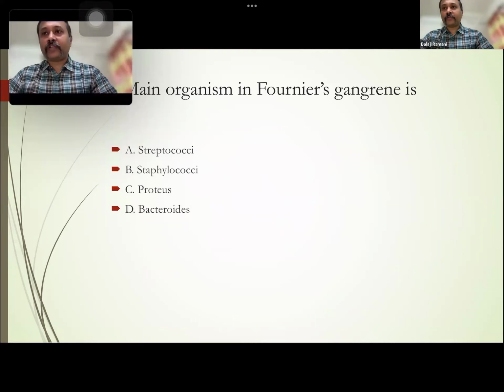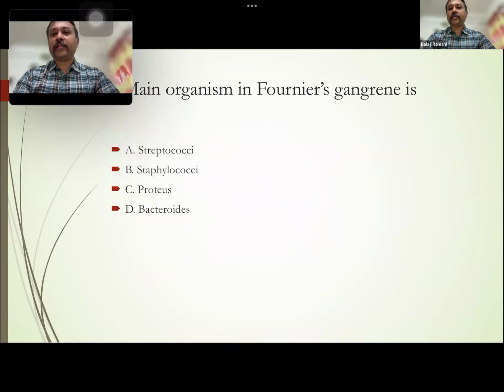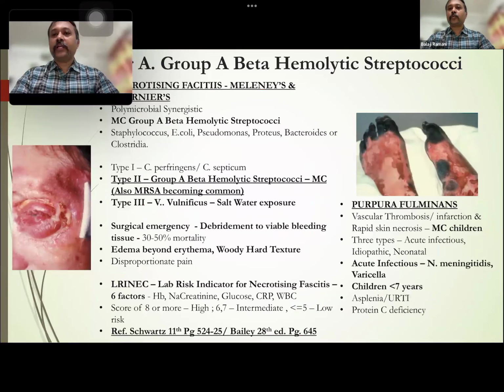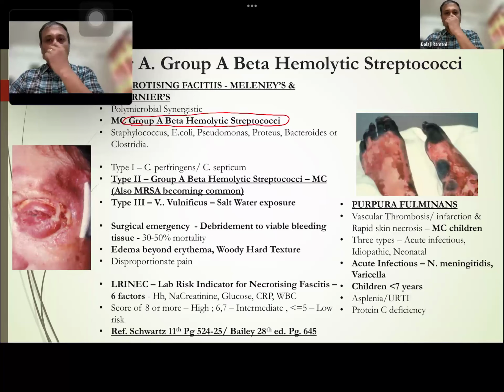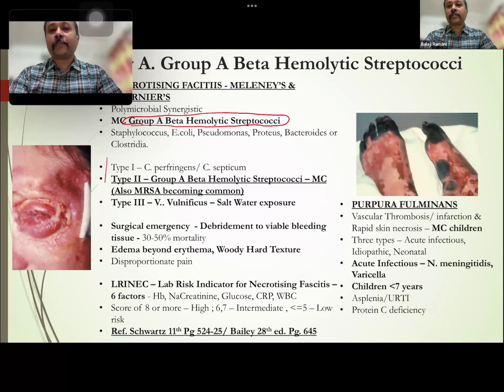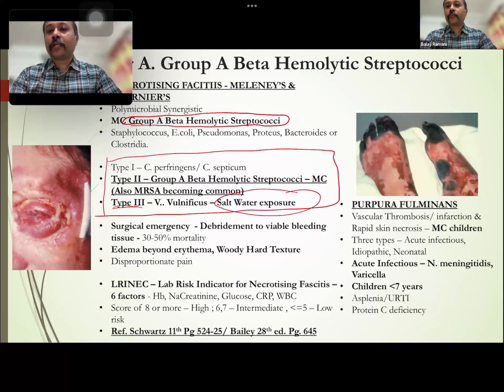Fournier's gangrene is a favorite with the examiners. So here the most common organism, unlike what we think as Bacteroides or Proteus, is group A beta hemolytic streptococci. So it is a polymicrobial infection. One is going to be your group A beta hemolytic streptococcus. The other ones can be Staphylococcus, E. coli, Clostridia, Pseudomonas, Proteus. So many other species can be present. Now, Schwartz will give you a separate classification. So in this, type 3 is related to your saltwater exposure.